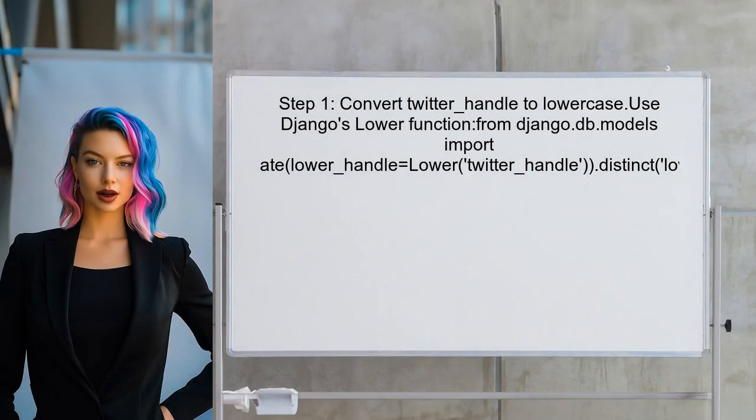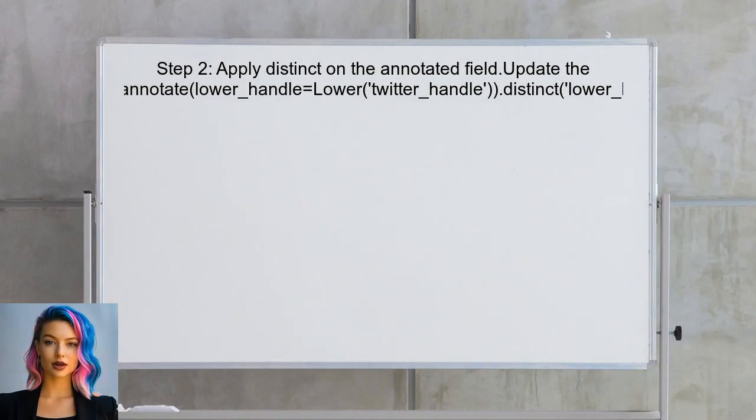save you time. To achieve case-insensitive distinct results in Django, the user should first convert the Twitter handle field to lowercase. This can be done using the lower function from Django's database functions. Next, the user should ensure that the distinct method is applied to the annotated lowercase field. This will allow the query to treat ABC and ABC as the same value.